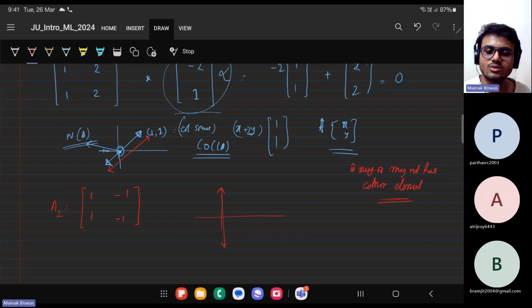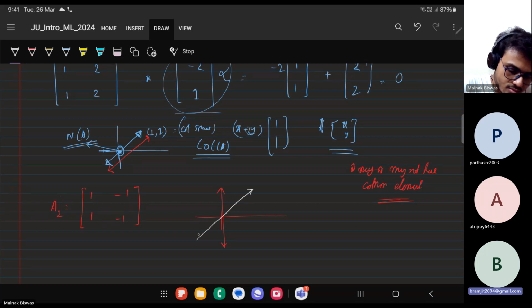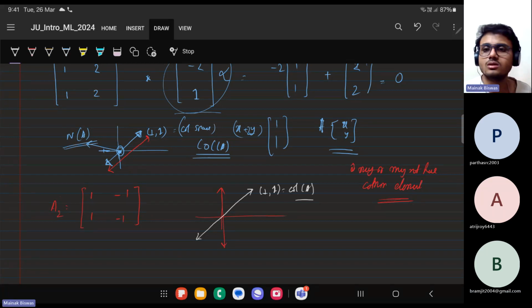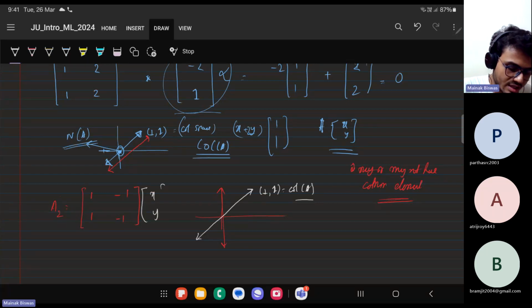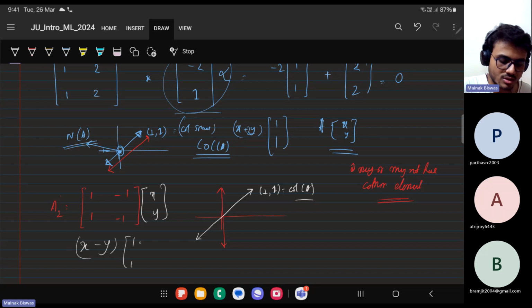One comma one and minus one comma minus one. Along which direction is it? Y equals to epsilon. Yes or no? If you just multiply x comma y, what will you get? X minus y into 1 comma 1. Yes or no? Yes. What is the doubt?